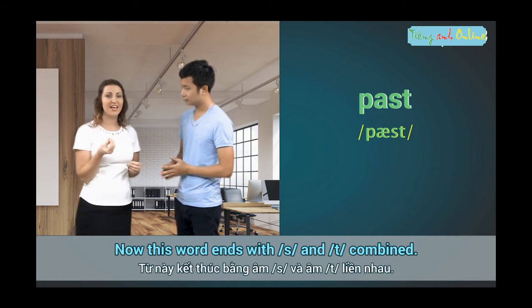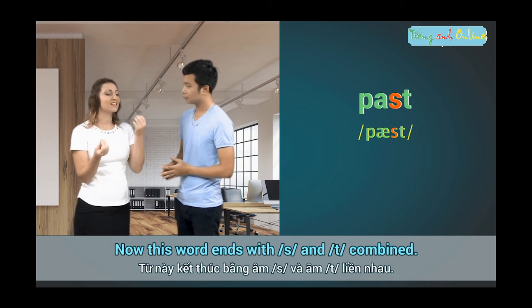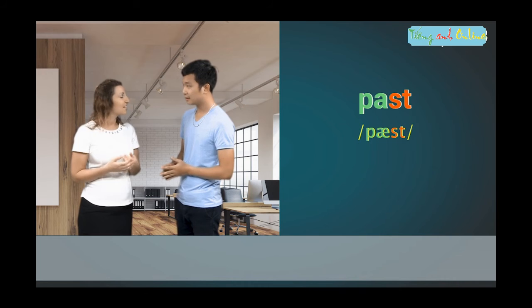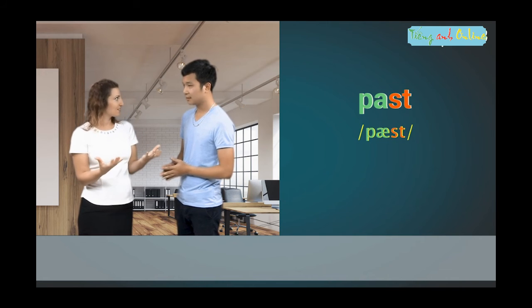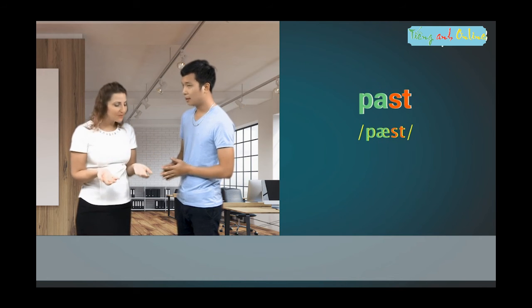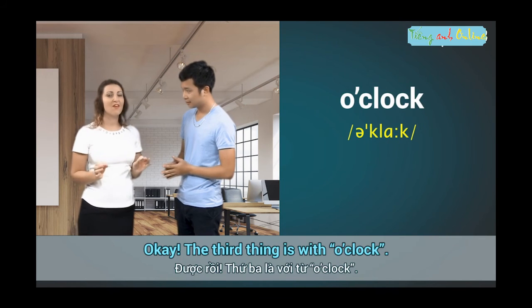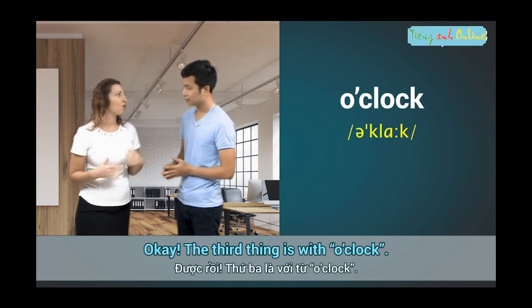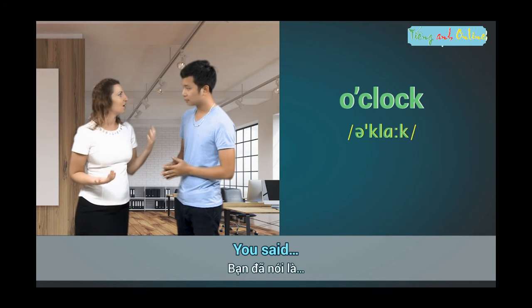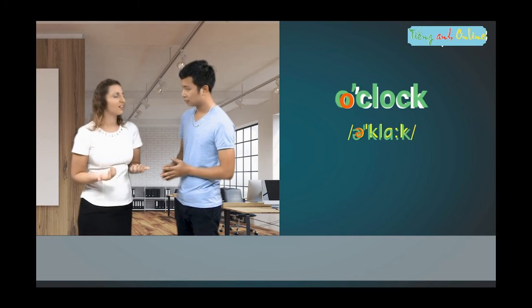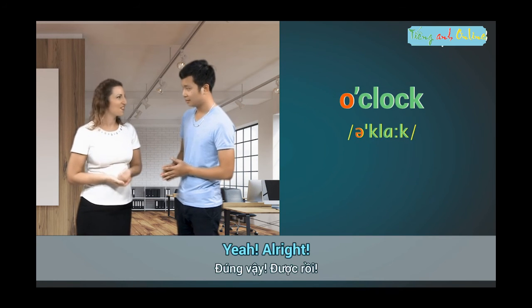Now, this word ends with s and t combined. Past. Past. Exactly. Okay, the third thing is with "o'clock." You said it with the wrong vowel. Actually, it's more like o'clock. O'clock. Yeah. All right.